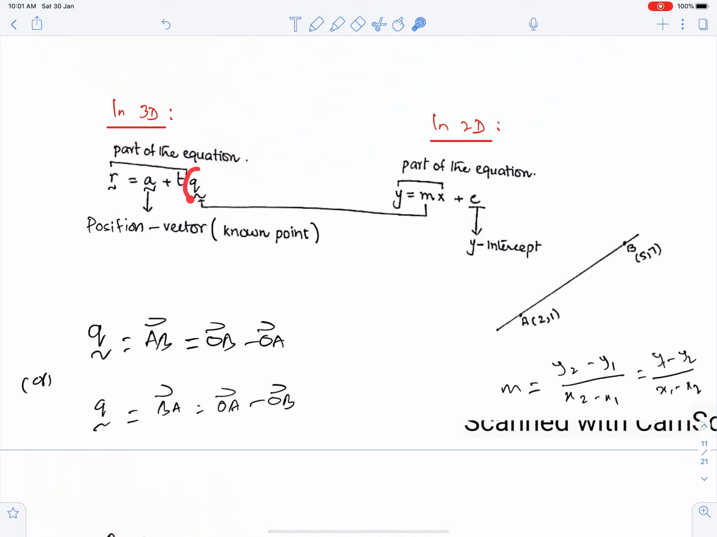I already have told you about this q. This q means the direction vector, and this is the formula of q. Either use this or this. This a means the position vector of the known point. If we have 2 points on the line, like a and b, then we can either use a here or b here. Like in this equation, we find the equation either by using this point or this point.